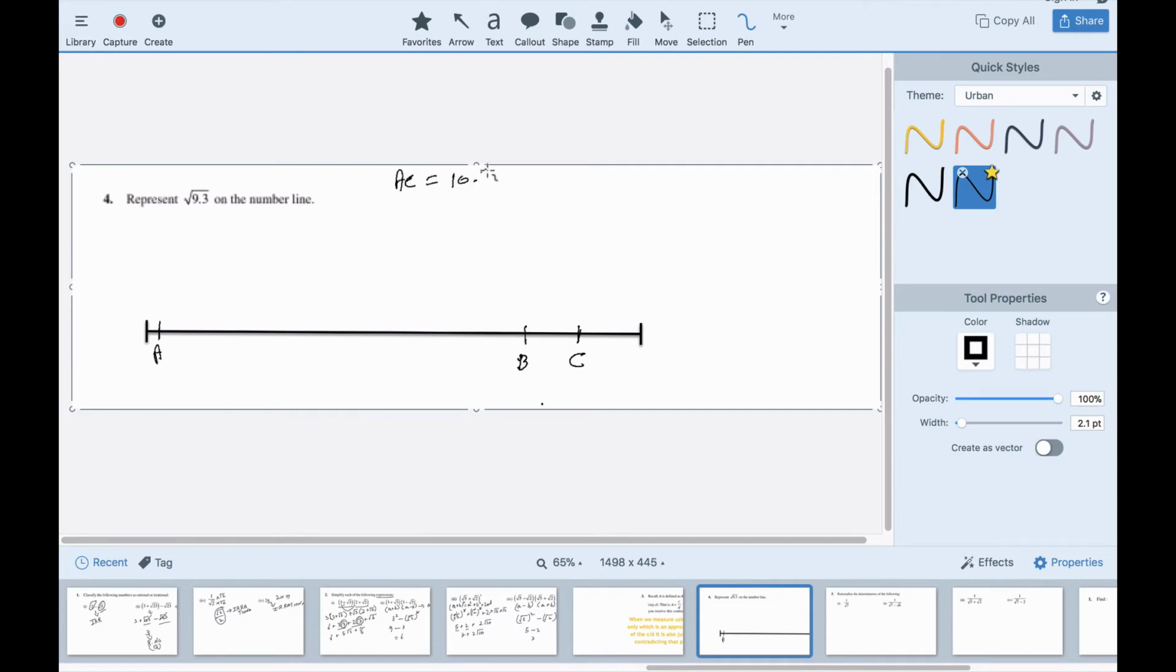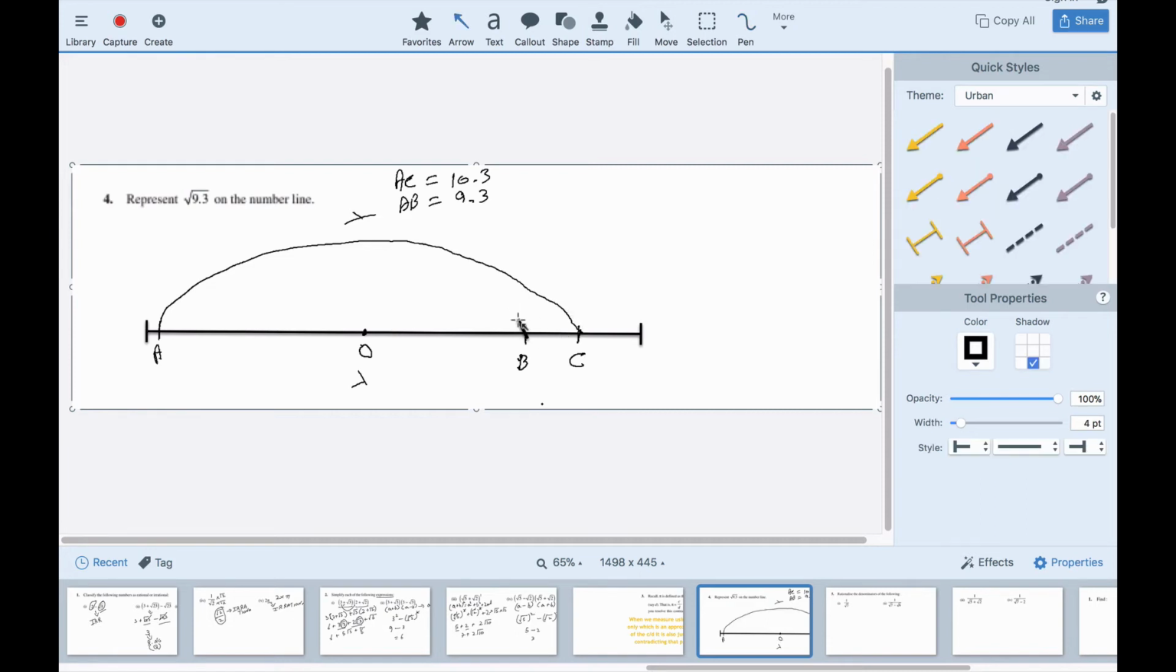So AC is 10.3 and AB is 9.3. Then I will draw the perpendicular bisector of AC. If you remember, it's simple. By taking little more than half, then drawing two arcs here, then two arcs here. They will meet somewhere around here, and I will mark that point as O. Then taking AO as my radius, I will draw a semicircle till C.